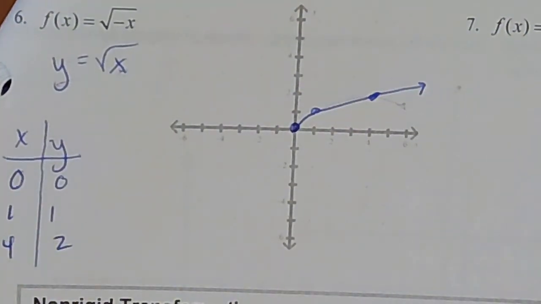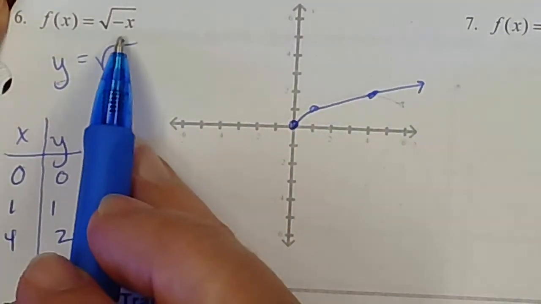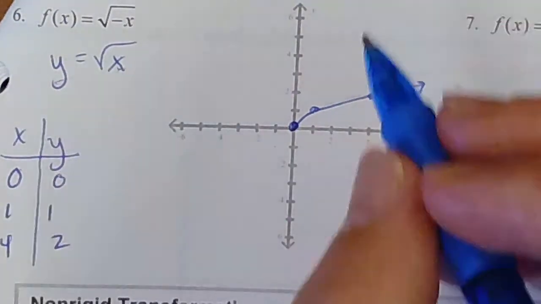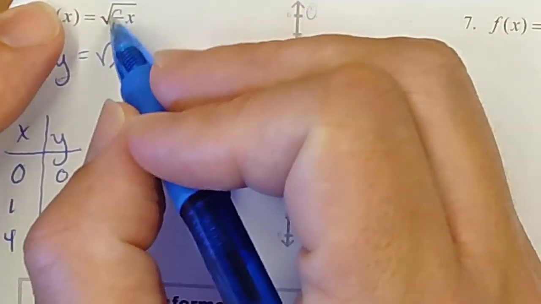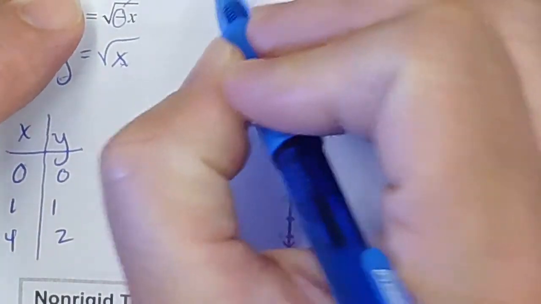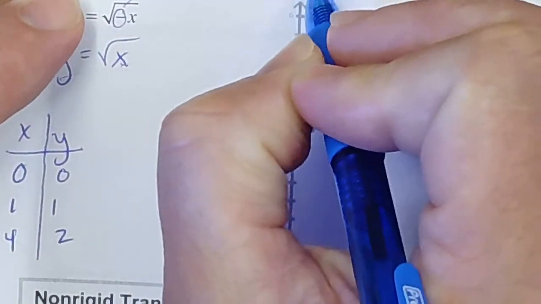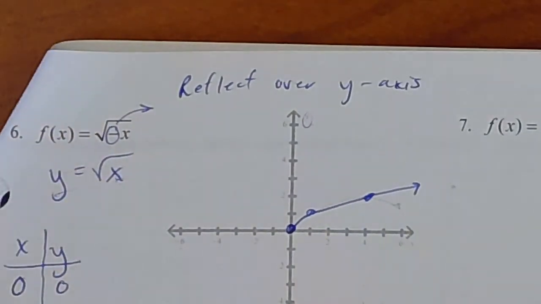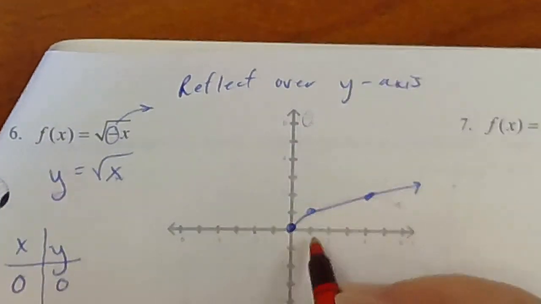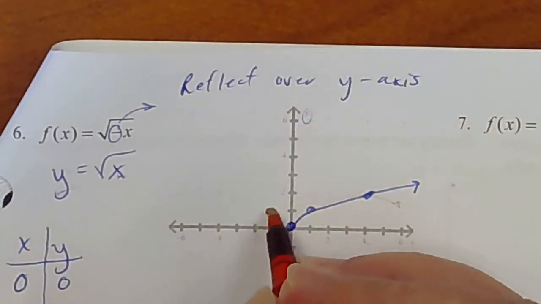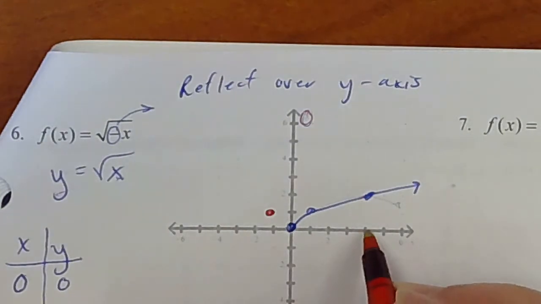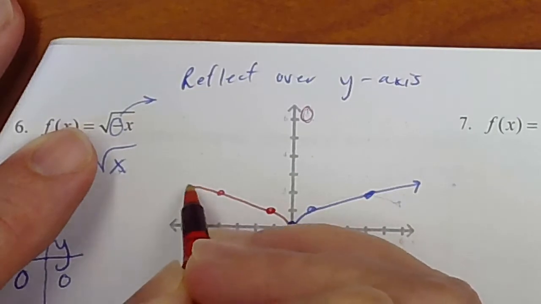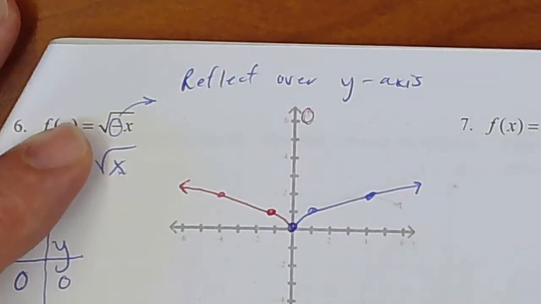Okay, so now I have the parent function. When the negative is on the inside, what does it do? It reflects it over the y-axis. That's what it says on the other side, right? So when the negative is on the inside, it reflects over the y-axis. I'm just going to take this coordinate 1, positive 1, and reflect it over the y-axis here. Same thing with 4, 2, it becomes negative 4, 2. It looks like that.